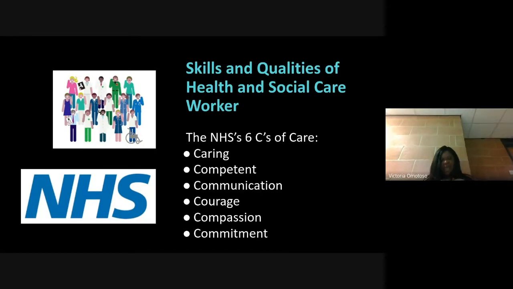Because they would have gone through various circumstances of life and you need to have that compassion for them. Yeah, as a professional, and you need to exhibit this skill throughout within your profession. Well done. And finally, we have commitment. Everybody needs to be committed to what they're doing, isn't it?